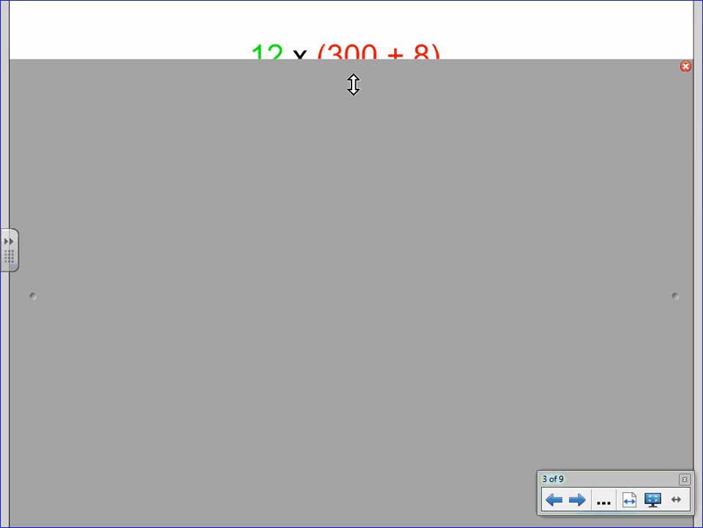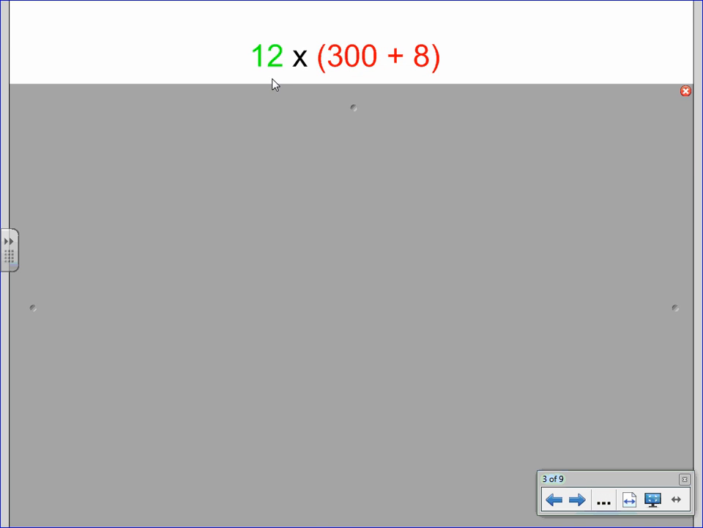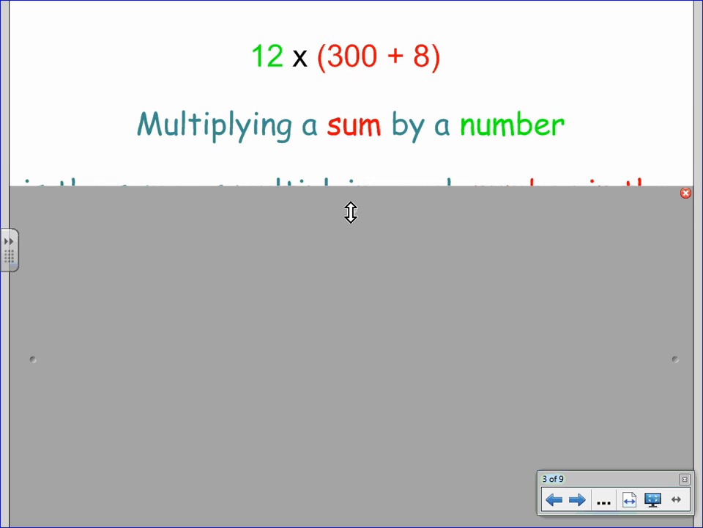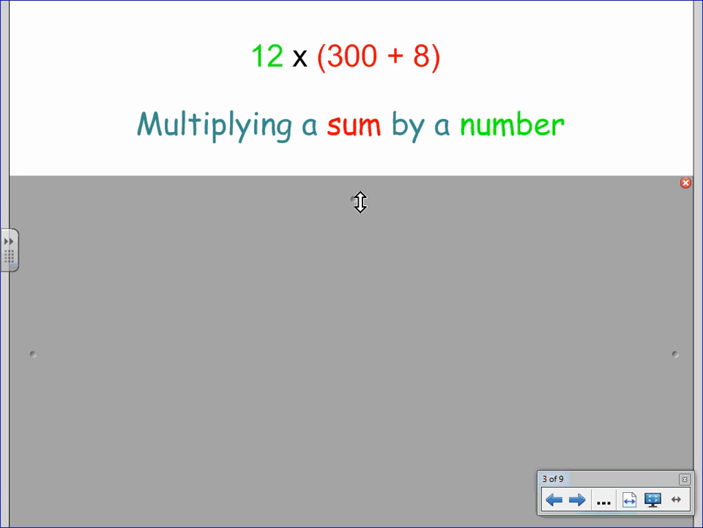All right. So we're going to break down this definition. Go ahead and copy down this problem. 12 times the quantity, 300 plus 8. And I want you to have the 12 in one color and this in another color. It doesn't have to be green and red, but just make sure that your colors match up. Okay, so now let's break down the definition.